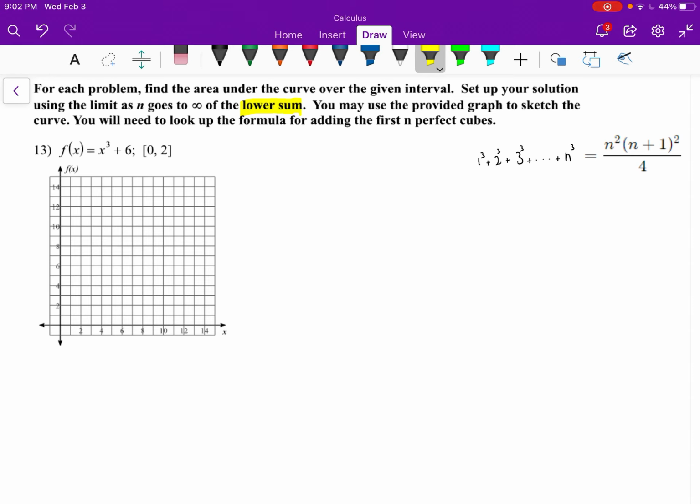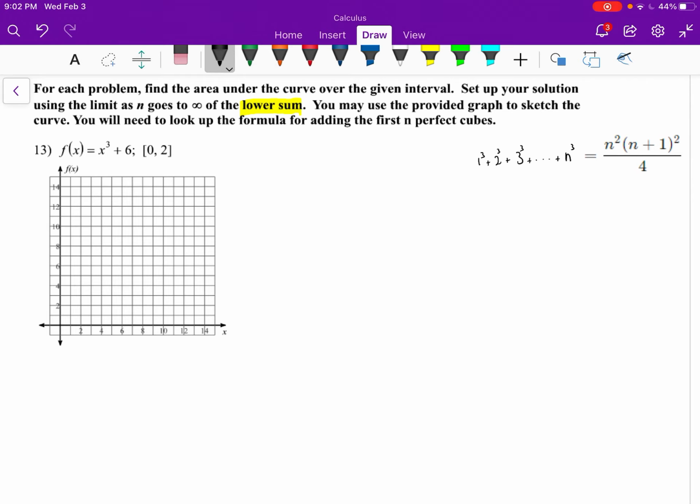You will need to look up the formula. Well, I actually put the formula over here, so you don't need to look that up. So let's go ahead and get started. So we have the function f of x equals x cubed plus 6 on the interval 0 to 2. So let's go ahead and sketch that graph.